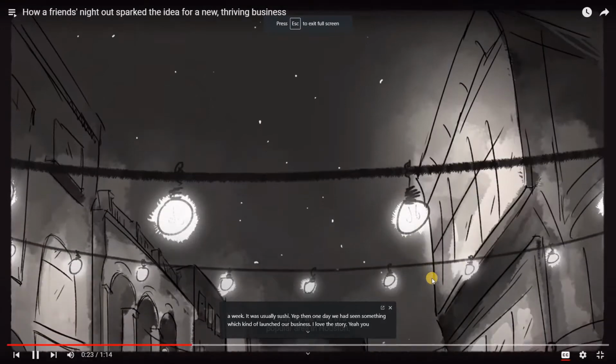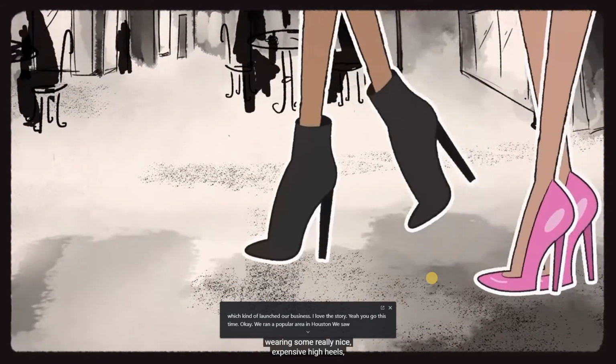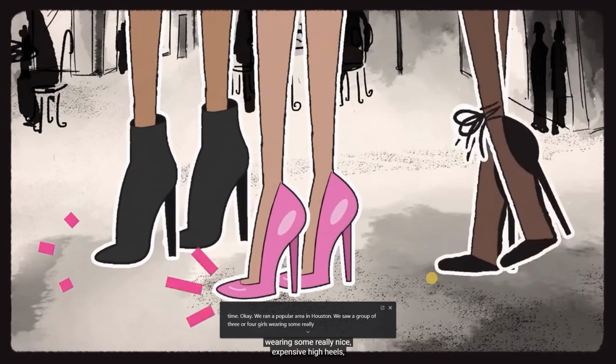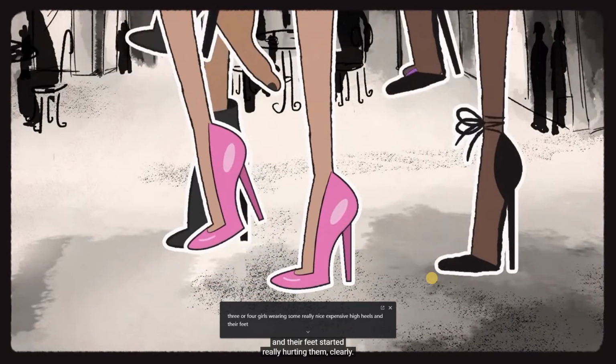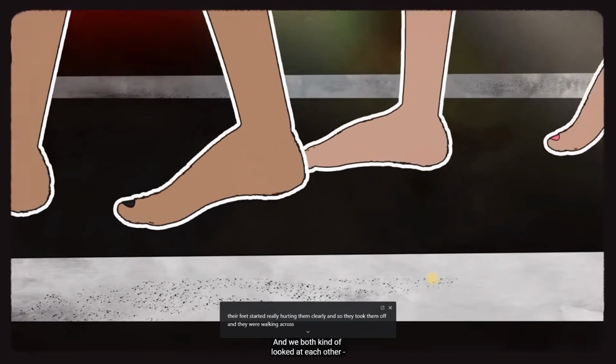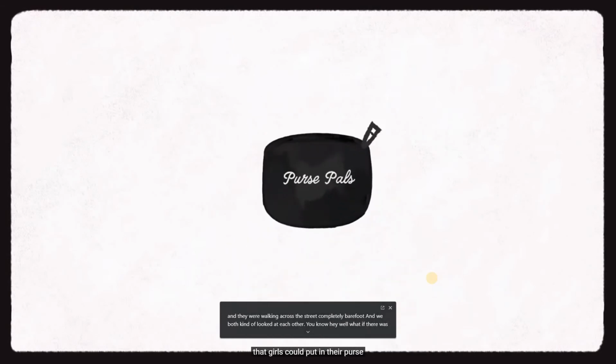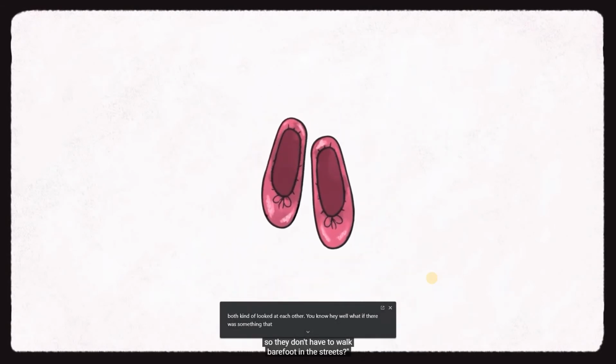Okay, so we were in a popular area in Houston. We saw a group of 3 or 4 girls wearing some really nice, expensive high heels, and their feet started really hurting them clearly. And so they took them off, and they were walking across the street completely barefoot. And we both kind of looked at each other, hey, well, what if there was something that, girls could put in their purse so they don't have to walk barefoot in the streets? And 60,000 purse pals later, here we are. My name is Sadia Mirza. And I'm Basil Ritchie. And we are the founders of Soulmates from Houston, Texas.